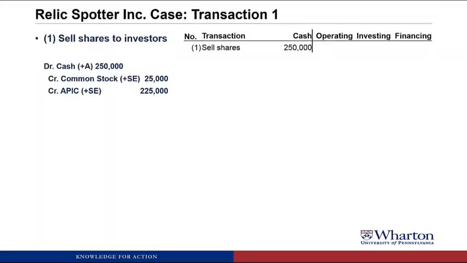Let's start with transaction number 1 for the relic spotter case. In this transaction, relic spotter sold shares to investors. In the journal entry, we debited cash for $250,000 because the company received cash, and then credited common stock and APIC. So over here on the right-hand side of the screen, we'll keep track of all the cash flows, and I'll have you try to guess whether the cash flow is operating, investing, or financing. So let me put up the pause sign and guess which bucket it would go into.